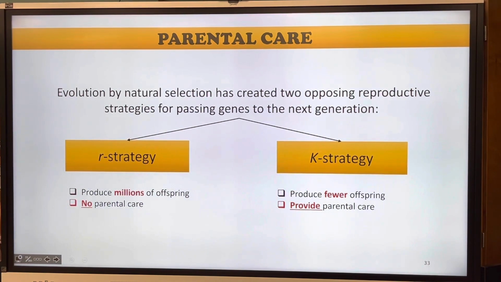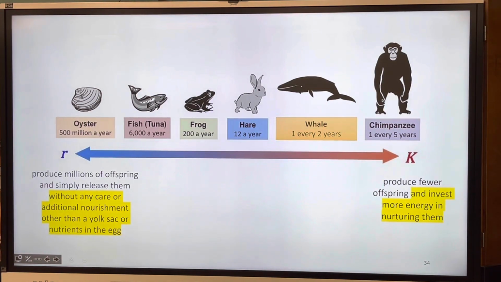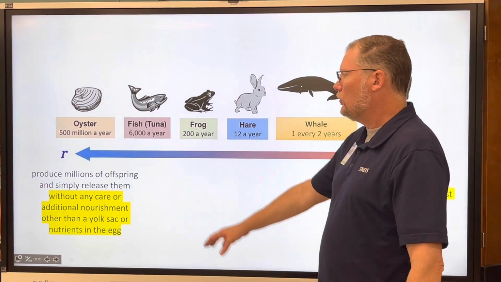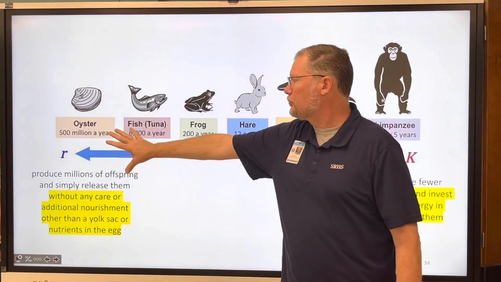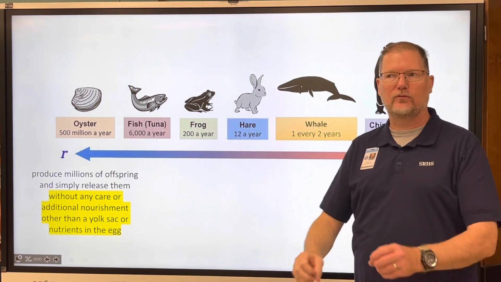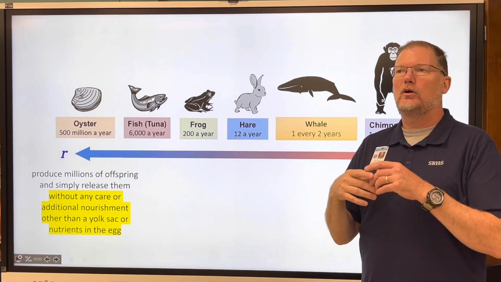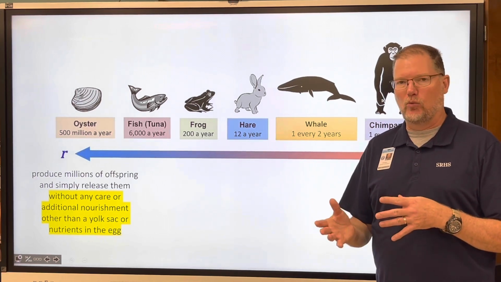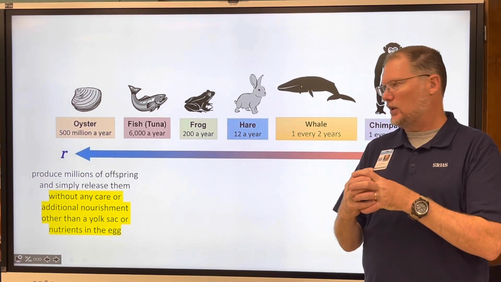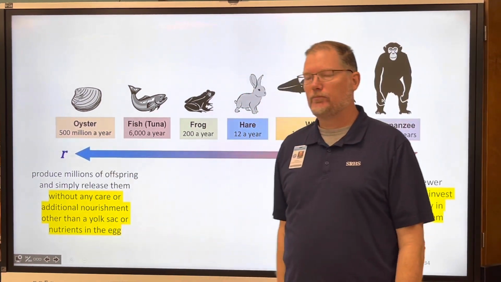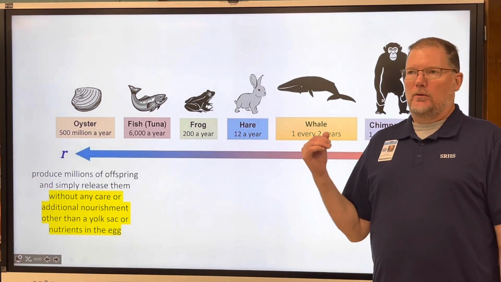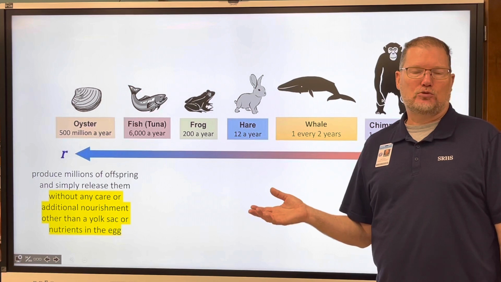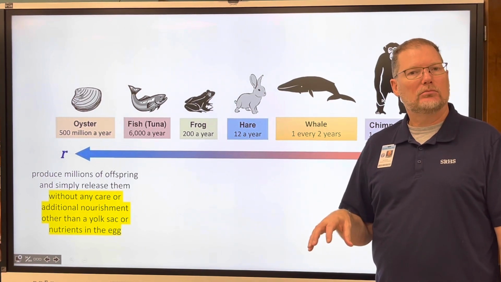So let's talk about each of these today. So here's an example. You're going to have to write down some examples from this slide. But on the R side versus the K side over here, these offspring are going to release millions of sperm and eggs into the water or the environment. Not all of them will find another gamete to fertilize, okay? And virtually no care is given to them by the parents. They get their nourishment from what's already in the egg, called the yolk sac.